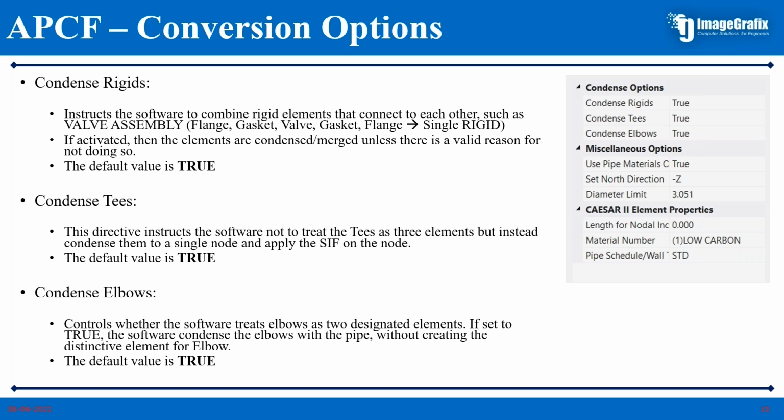And finally the elbows, condense elbows. Similar to tees, if you make it false, then the elbow will be created as an individual element. But if you make it true, the elbow will be condensed and clubbed with your pipe, and the output would be in condensed form. So the default setting for your condense options is always true in CAESAR II. It's up to the user to decide whether to have it as false or true.